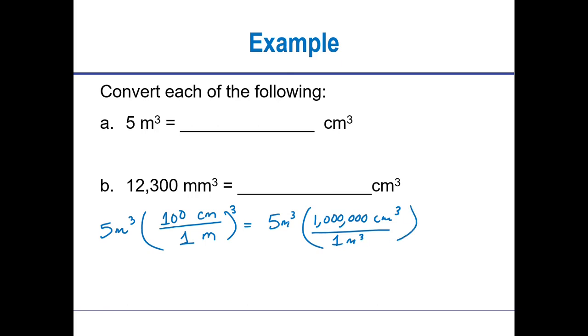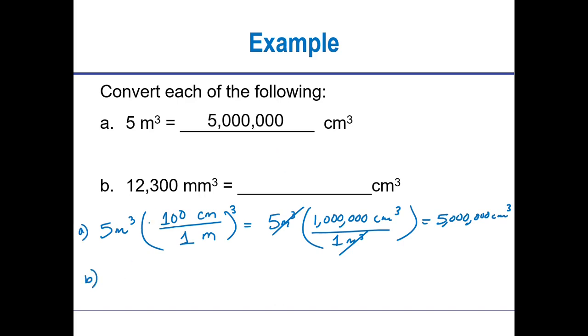Notice now the units do cancel out, so we have the meters canceling out with the meters, and this results in 5 million centimeters cubed. So for part A, 5 meters cubed is equivalent to 5 million centimeters cubed.